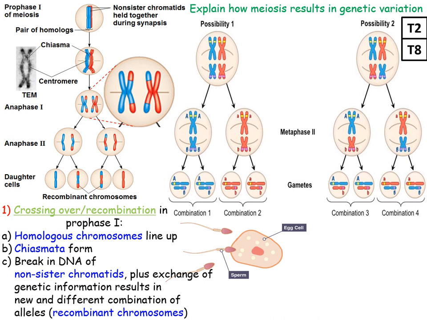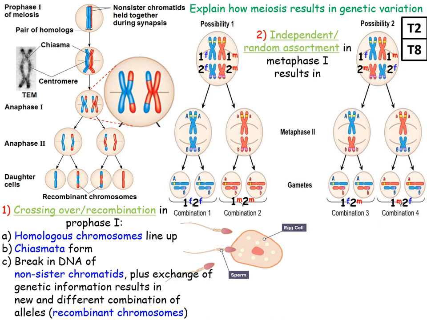Another form of genetic variation through meiosis is the possibility that the chromatids of each chromosome can move to opposite poles. There's a 50-50 chance of which poles they move to, and so different chromosomes, because they come in pairs, could move to opposite poles, whether they're from maternal or from paternal. This is known as independent or random assortment, and it happens in metaphase 1 and results in different combinations of chromatids.